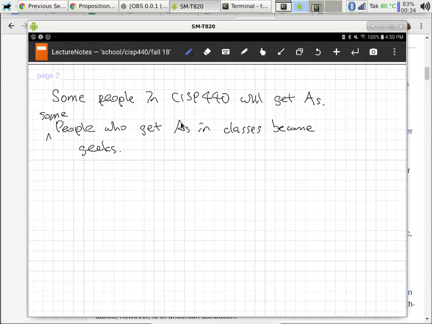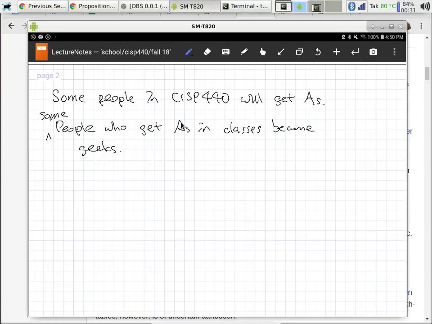Because some people who get A's in classes, remember, this is classes. This includes CISP 430, 400, 360, and so on. And all we need is one person from one of those classes where that person is an A student and eventually becomes a geek for this statement to be true. That person may not be coming from CISP 440. So that's the logic that you have to be careful about.